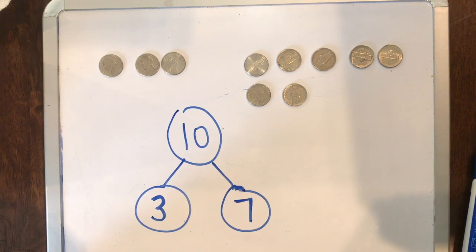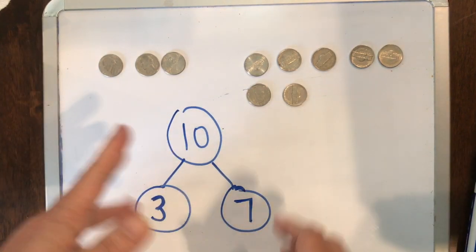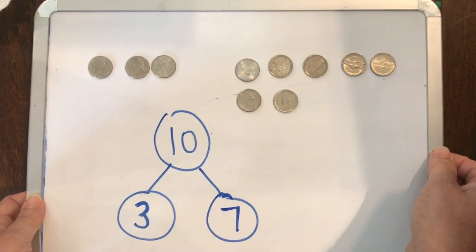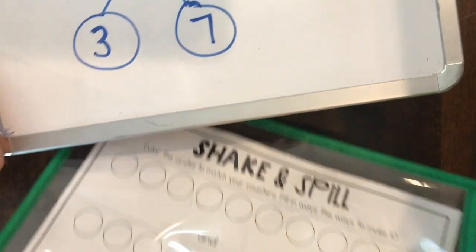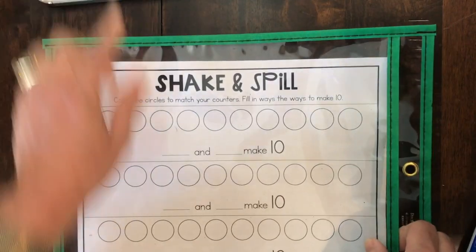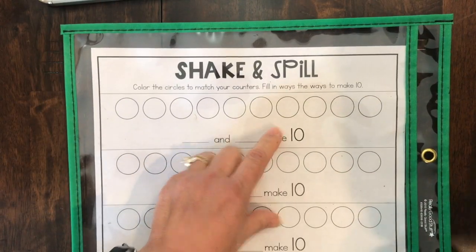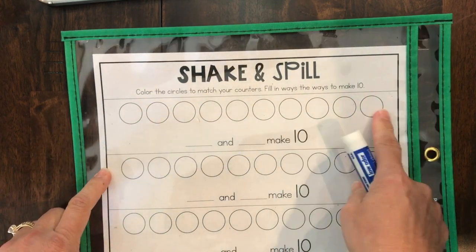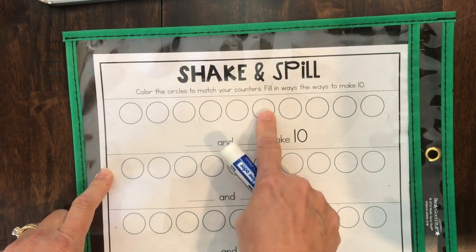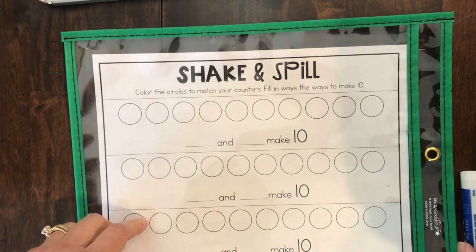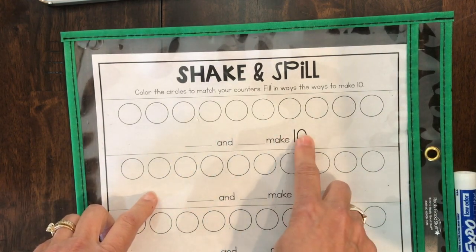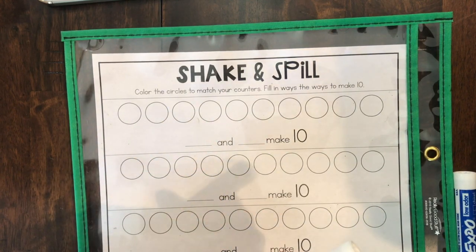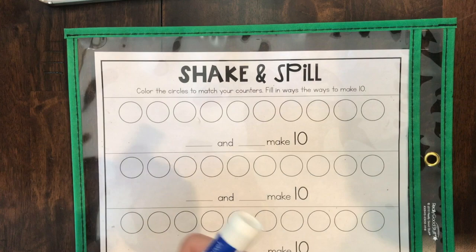So that's the first step of the game. Shake, spill, and then see what your two parts are. But then you're going to take those parts and show them on our worksheet. Now you can download this if you like, or you can just make 10 circles. 1, 2, 3, 4, 5, 6, 7, 8, 9, 10. And then it says blank and blank make 10. So those are our parts. In this case, we had 7 and 3. So 3 were heads.